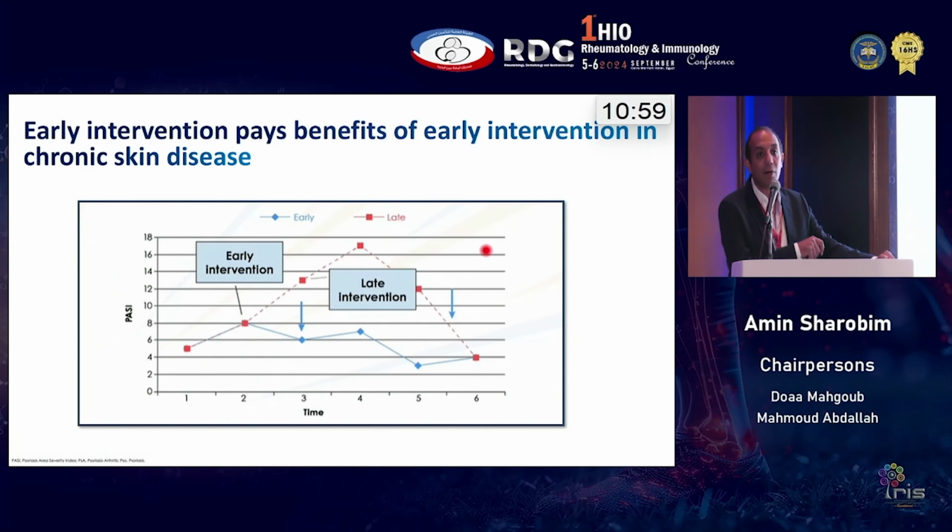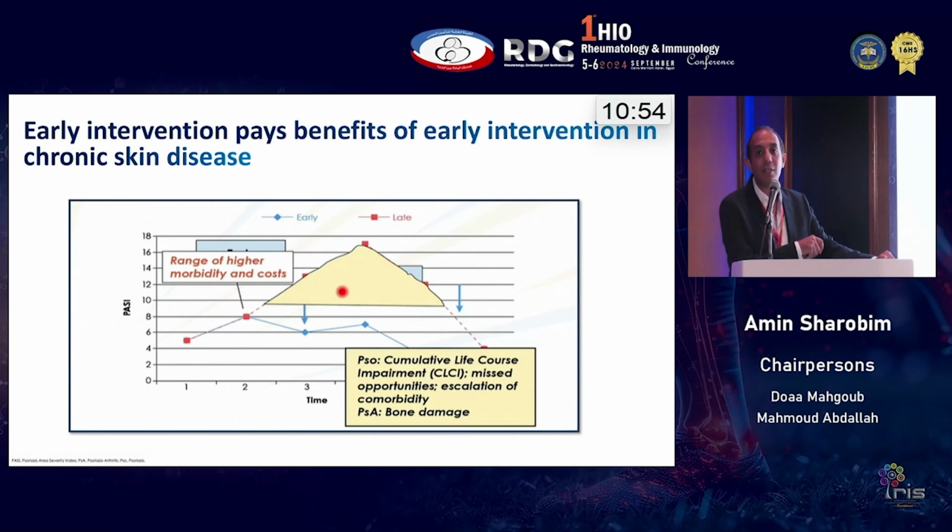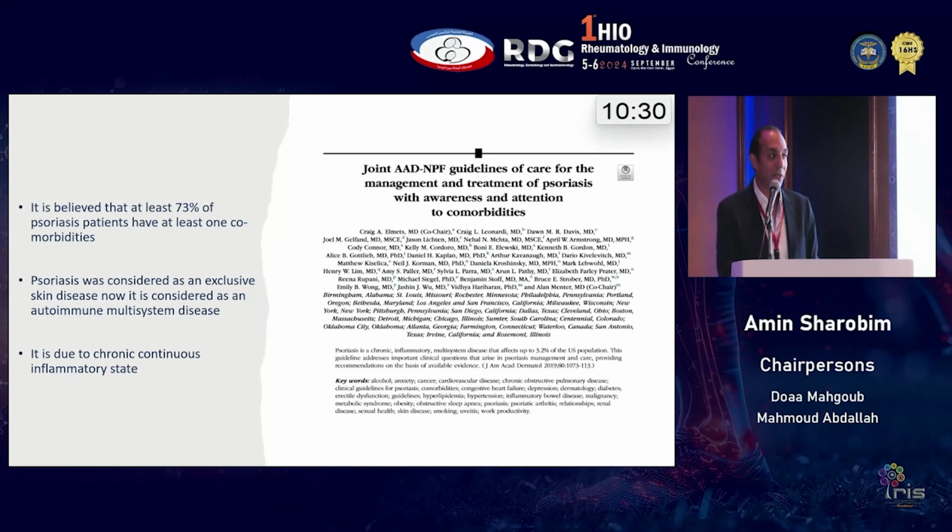When the right intervention is there, we can stop the cumulative life course impairment. And if the intervention is late or delayed for this patient, then that's the irreversible damage. It happens in all the organs. So that's why the early intervention has a great impact on decreasing or stopping the psoriatic disease burden on these patients.